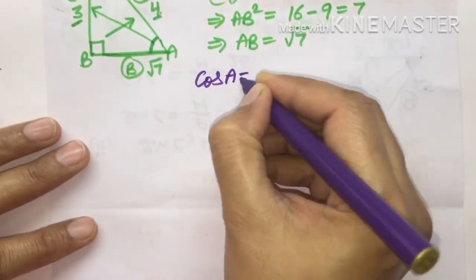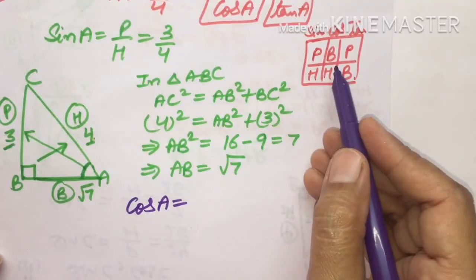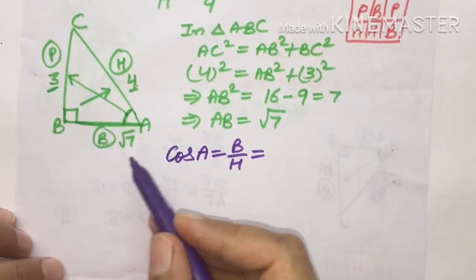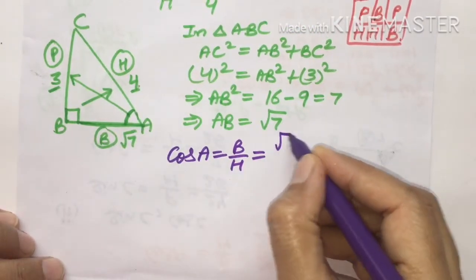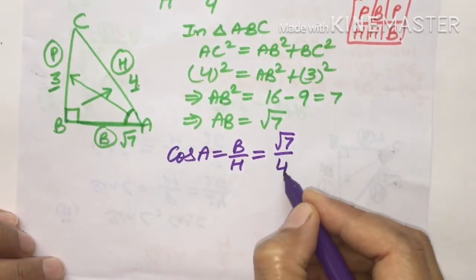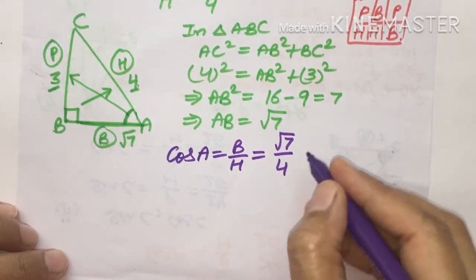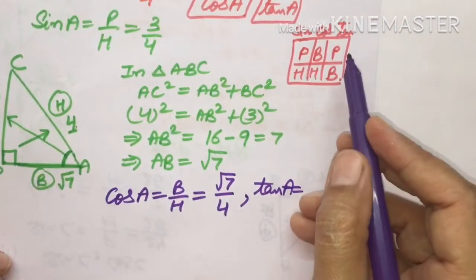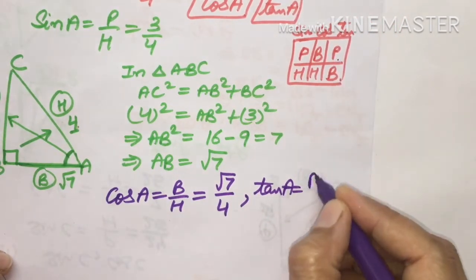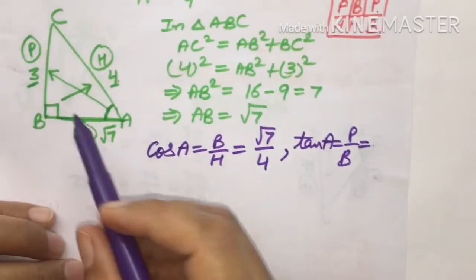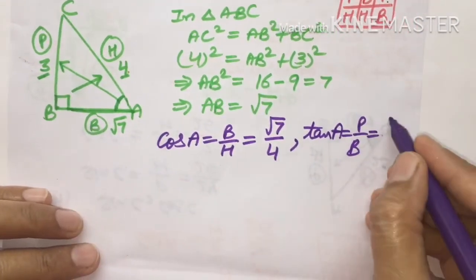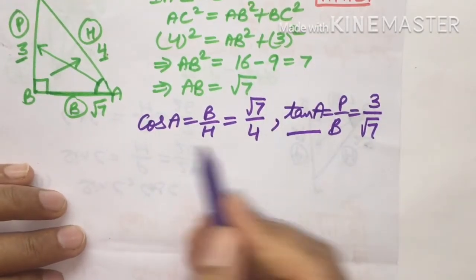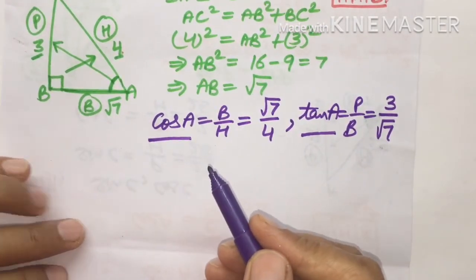So we can find out the value of cos A and tan A now. Cos A. So cos is equal to base upon hypotenuse. We can write down base upon hypotenuse. So base is root 7. So we can write down root 7 and hypotenuse is 4. This is the value for cos A. Similarly, tan A. Tangent is equal to perpendicular upon base. So perpendicular is 3. 3 upon base is root 7. So this is the value of tan A and this is the value of cos A.